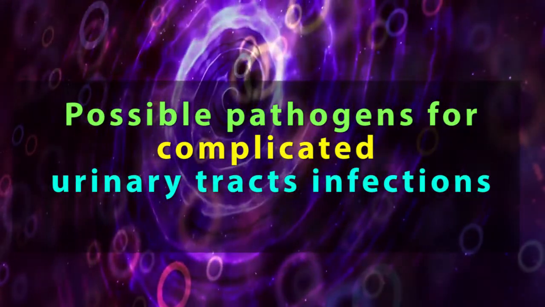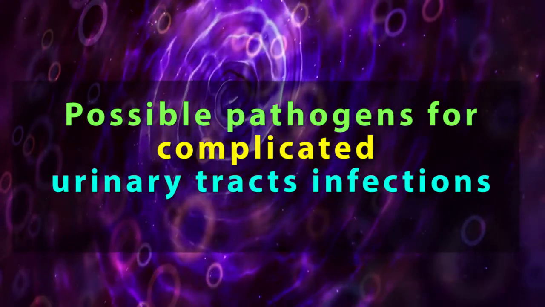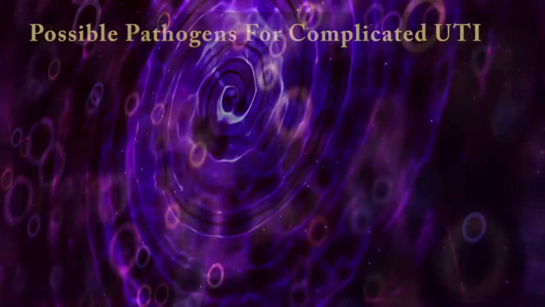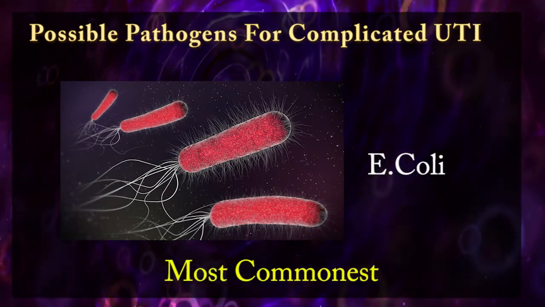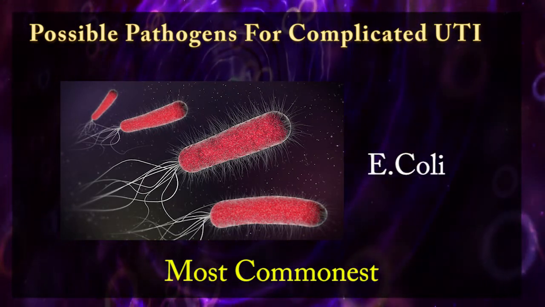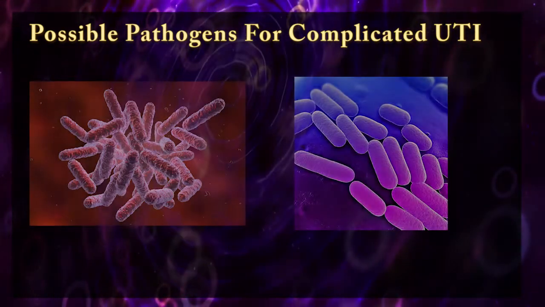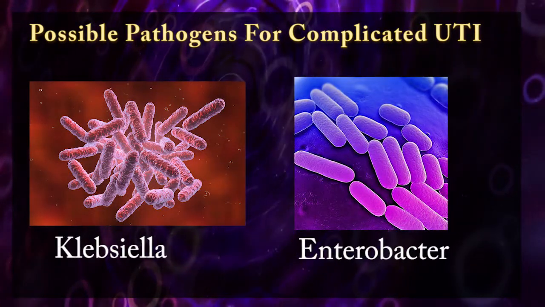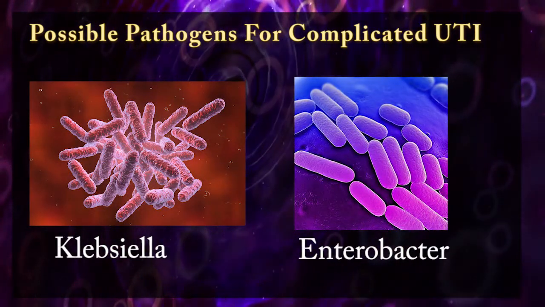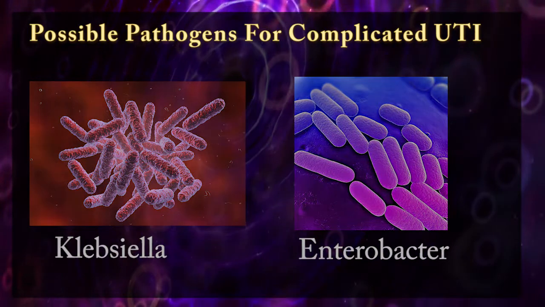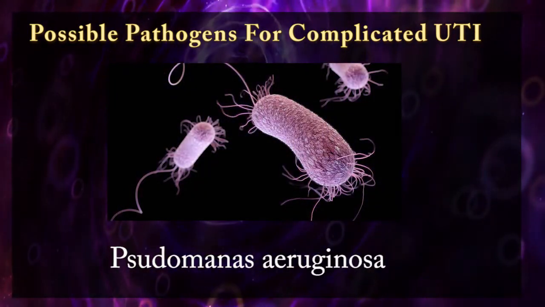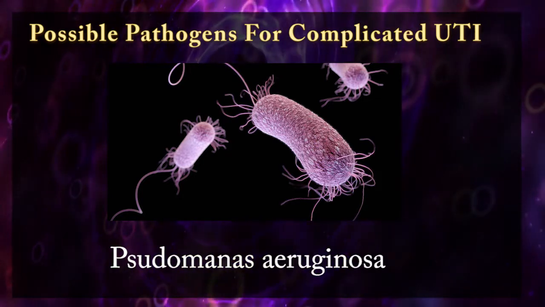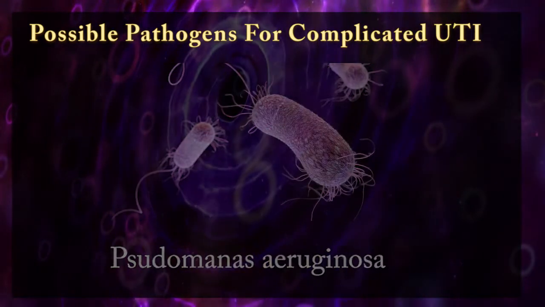Possible pathogens for complicated urinary tract infections. Again, Escherichia coli is the most common possible pathogen for complicated urinary tract infection as well. Klebsiella and Enterobacter are usually associated with instrumentation or catheterization. Pseudomonas aeruginosa is associated with structural abnormalities or long-term catheterization.